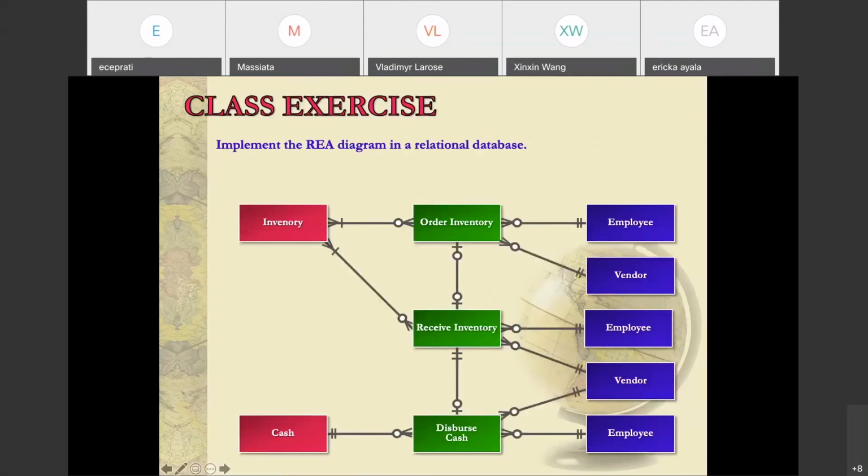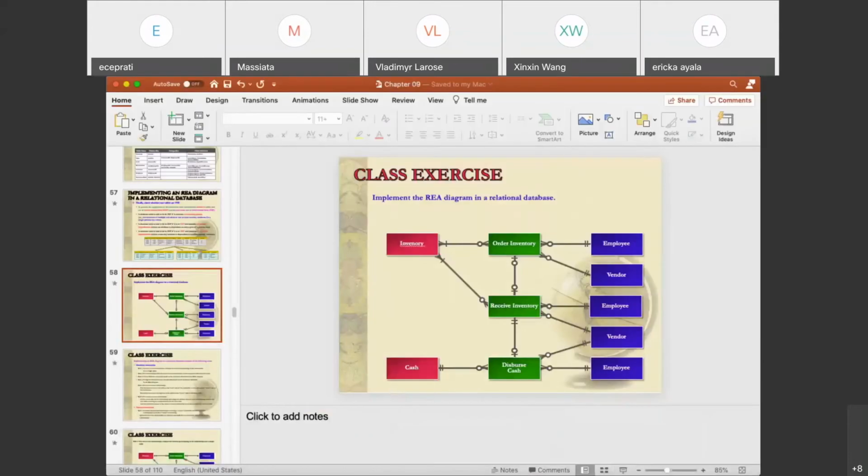Receive cash and disburse cash and cash. Oh no. Okay, well, I'm going to talk about the detail later on. We have a step-by-step explanation. That's almost correct. Everything is almost correct. That's very good.